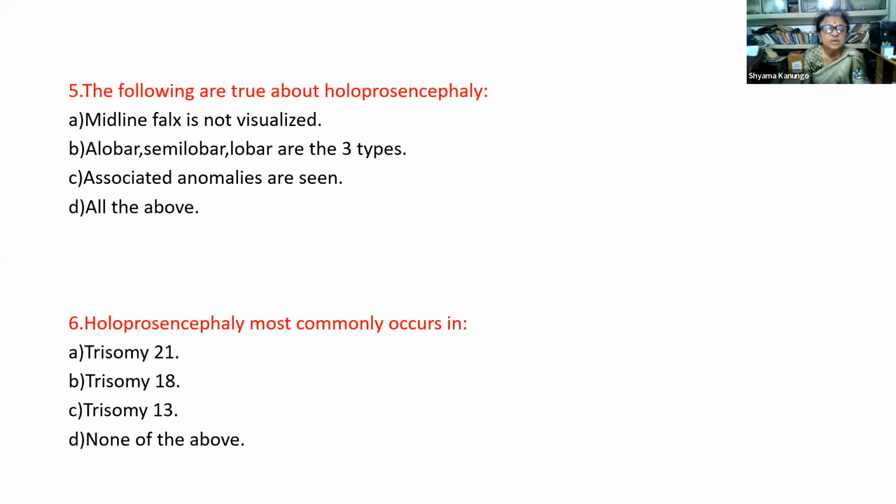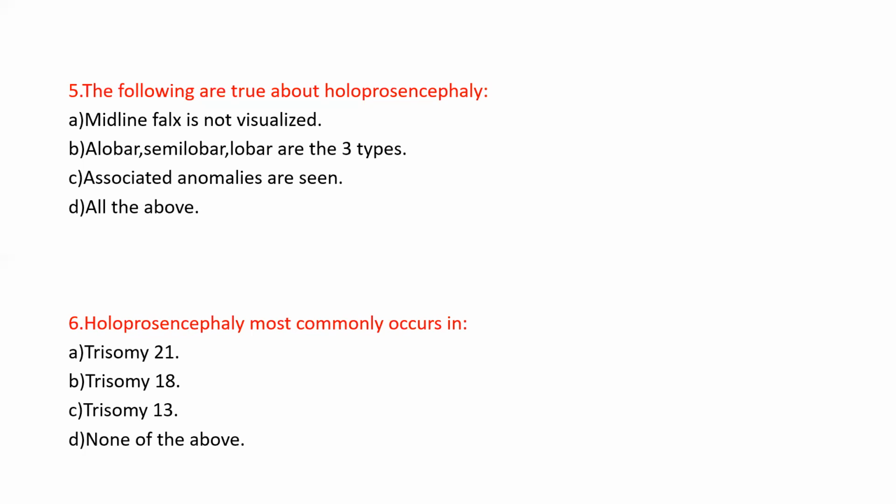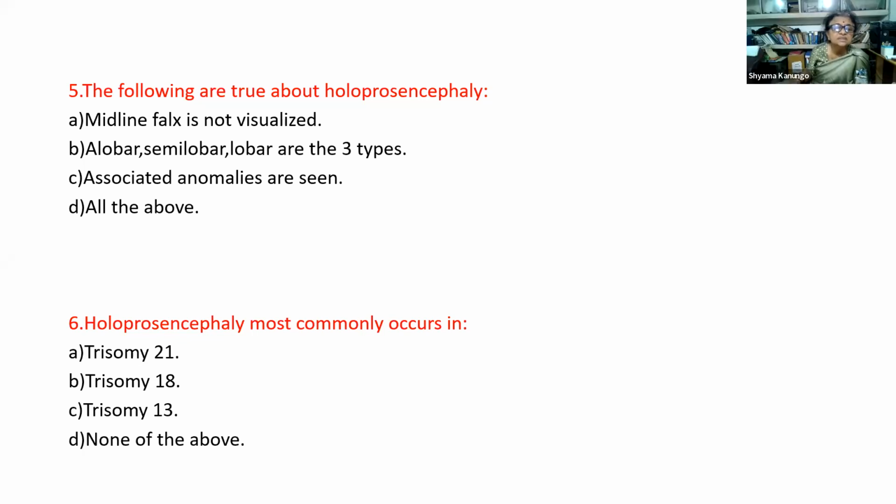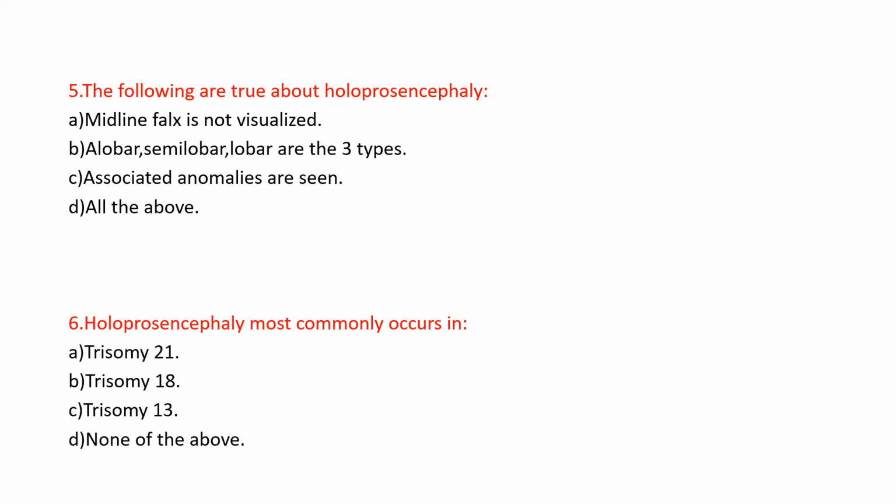Question 5. The following are true about holoprosencephaly. The midline falx is not visualized. Alobar, semilobar, lobar are the three types. Associated anomalies are seen. All of the above. Correct. Question 6. Holoprosencephaly most commonly occurs in trisomy 21, 18, 13, or none of the above. 13.